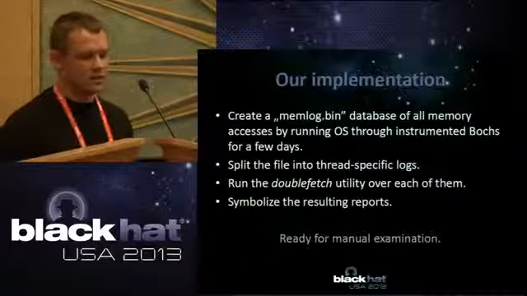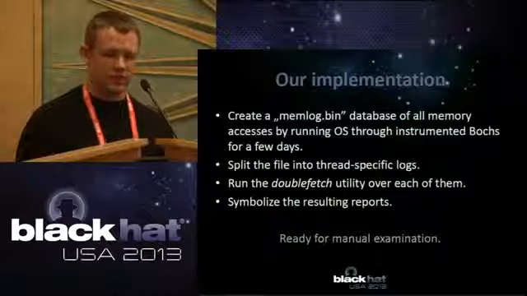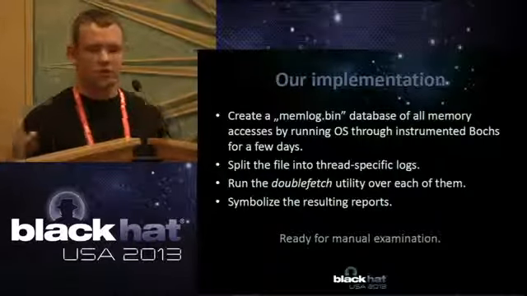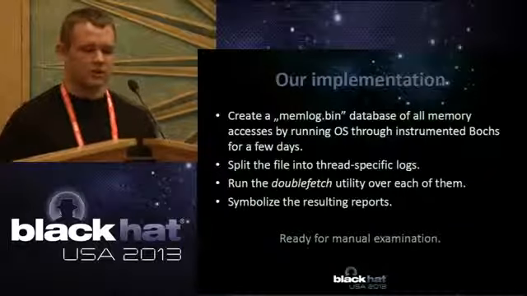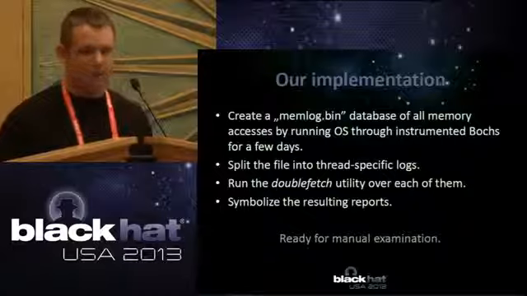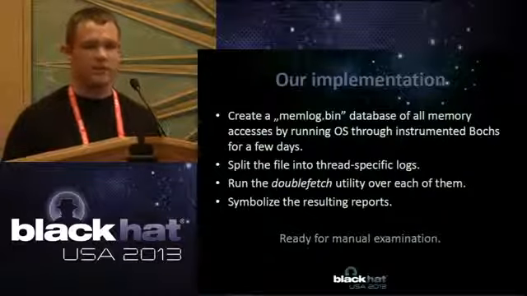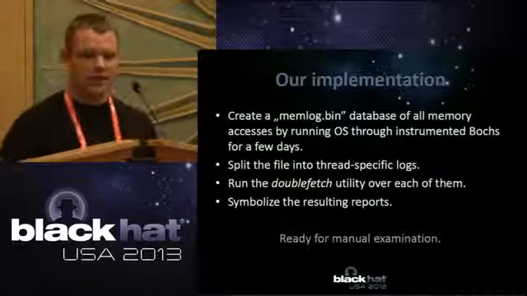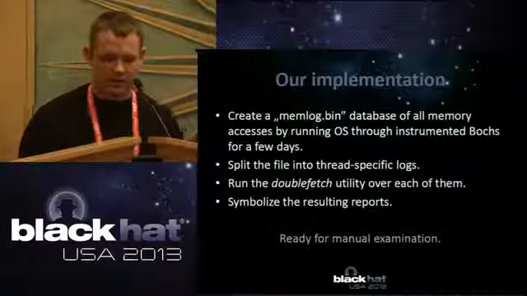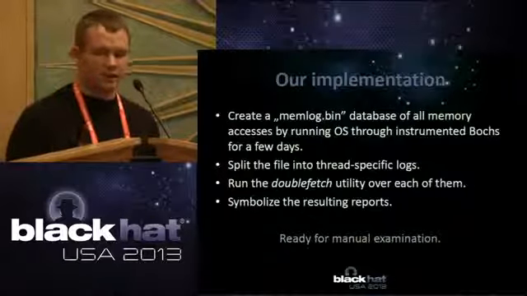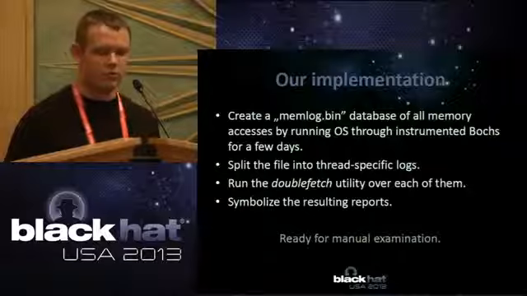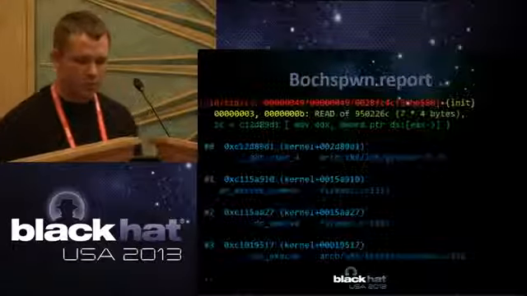So our implementation is as follows. We basically create a large memlog bin file that contains all of those memory accesses. It's usually many gigabytes because there are lots of memory fetches within the operating system lifespan. We split the file into thread-specific logs, so we end up with thousands of log files, each corresponding to each thread that was running inside of the system. We run the double fetch utility over each of them, and after we have the output, we symbolize the resulting reports and perform uniquization and then look into them.